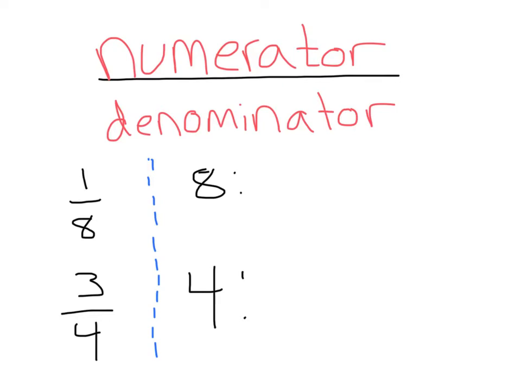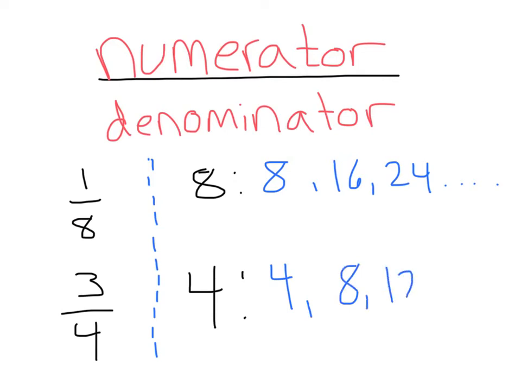But if you're not sure what the common denominator is, it's always easiest if you start writing multiples of the number. So if I start writing multiples of 8, I have 8. If I multiply that by 2, then I get 16. Then I get 24, so on and so forth. If I do that with 4, I get 4. I get 8. I get 12. I get 16, so on and so forth. We're just going by 4s.